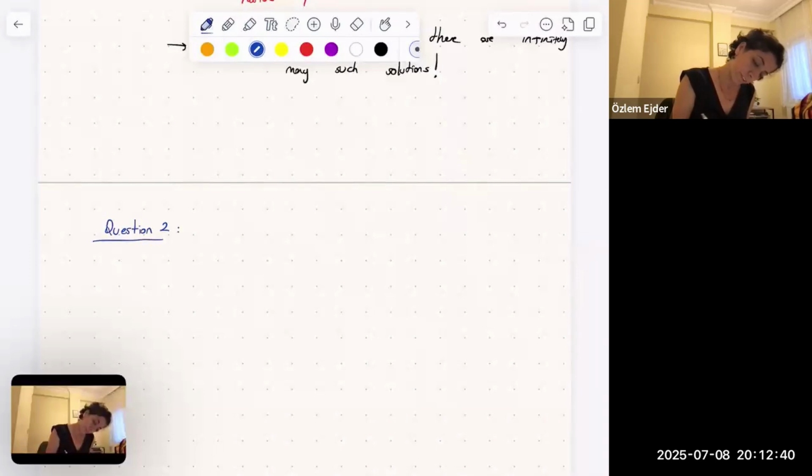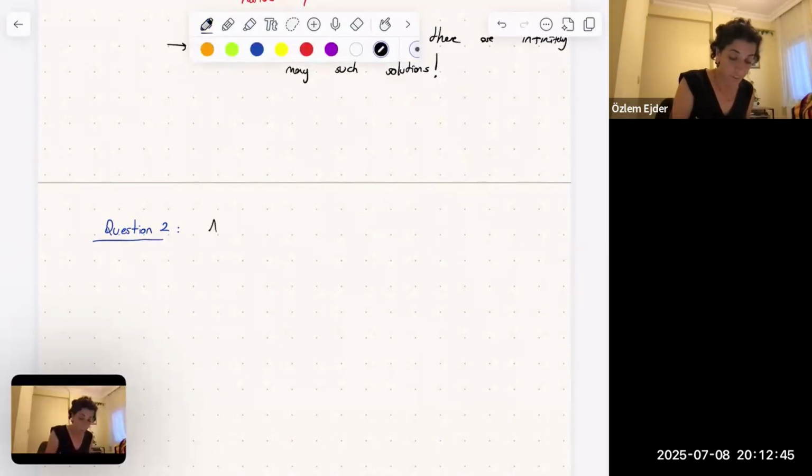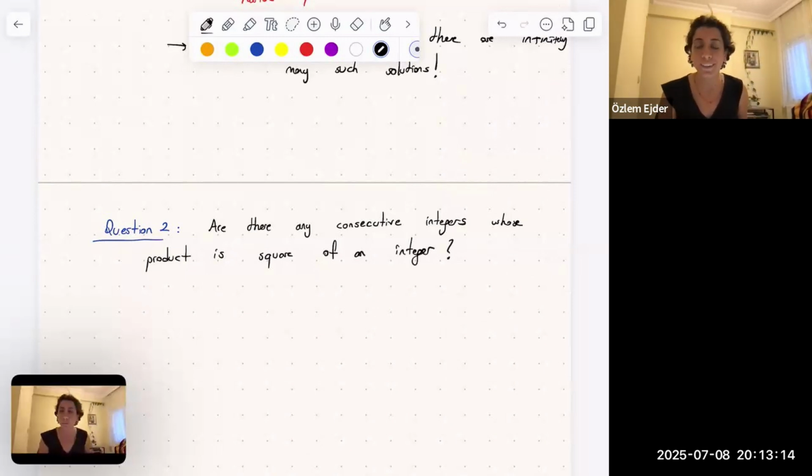So this is my second question, and it says the following. Are there any consecutive integers whose product is the square of an integer? Okay, so here maybe I'll wait 30 seconds to see if anyone can come up with an answer.